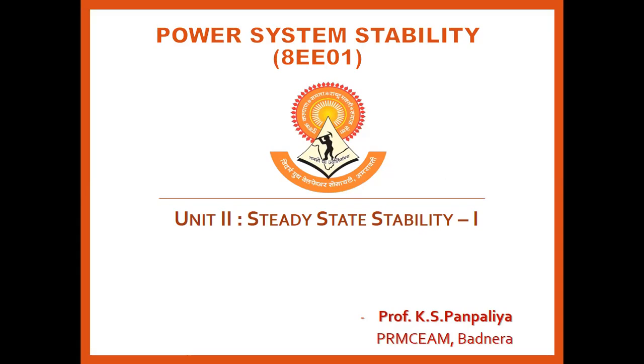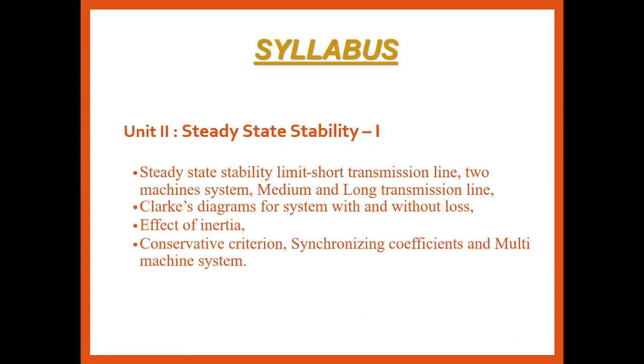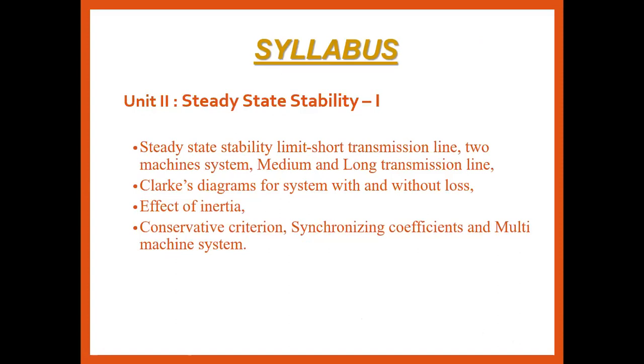In this unit, that is unit number 2, steady state stability part 1, we will specifically discuss all about steady state stability in detail. So what is the content of the syllabus in unit number 2? First, we have to discuss the steady state stability limit of the different transmission lines, like short, medium, and long transmission lines. Then we have to discuss the two machine system, single machine system, and multi machine systems, with reference to steady state stability.